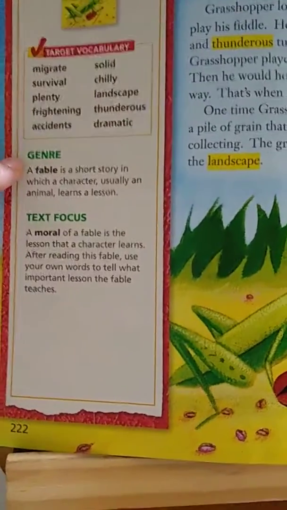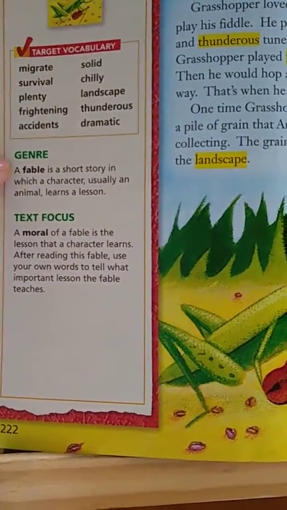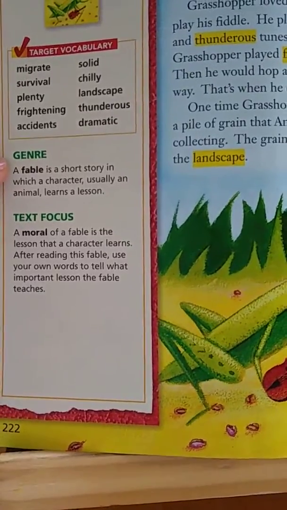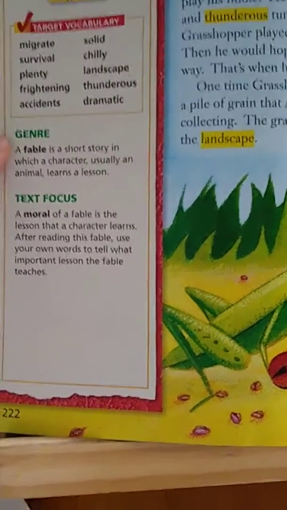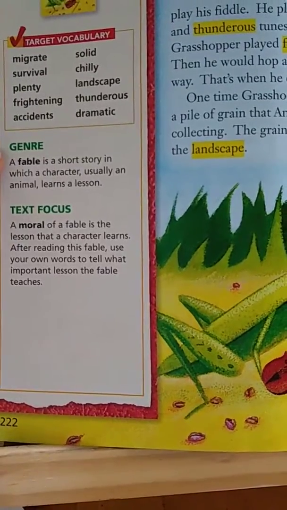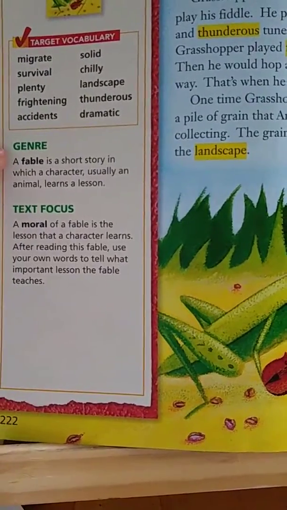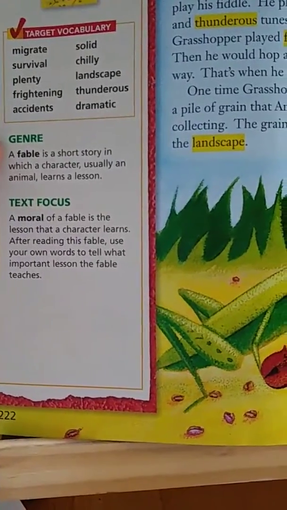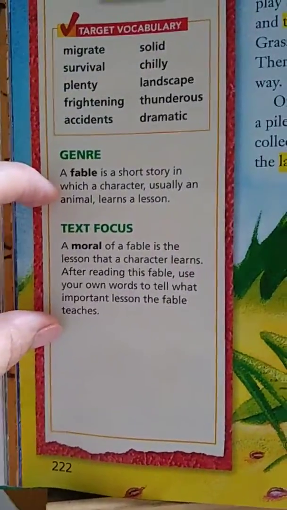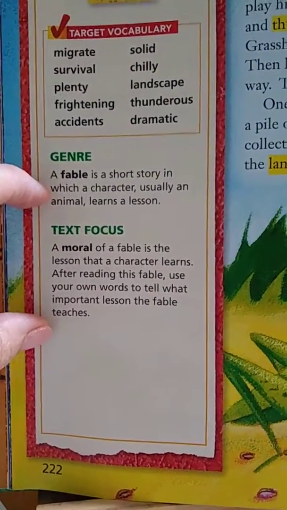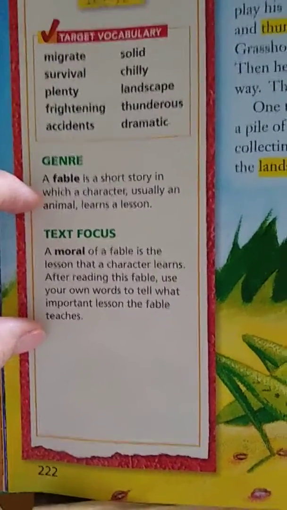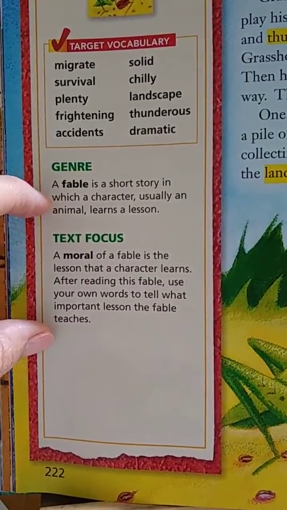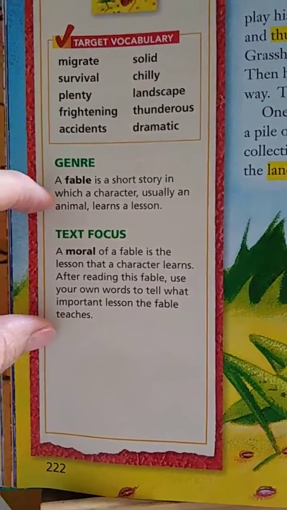The genre is a fable, or a short story in which a character, usually an animal, learns a lesson. We've read lots of fables this year, and we've actually read other versions of the grasshopper and the ant, so I know this was very easy for you. You had a lot of background on this fable before you actually had to read it in this text. The text focus, boys and girls, was to remind you that a moral of a fable is the lesson that a character learns. After reading this fable, use your own words to tell what important lesson the fable teaches.